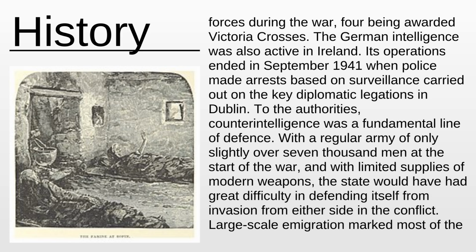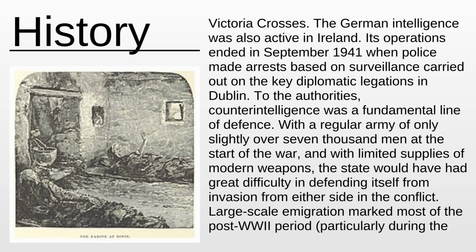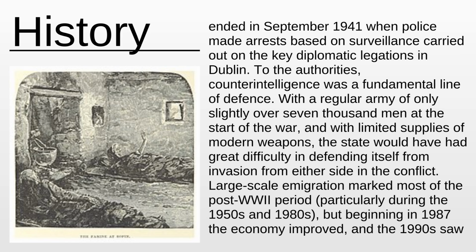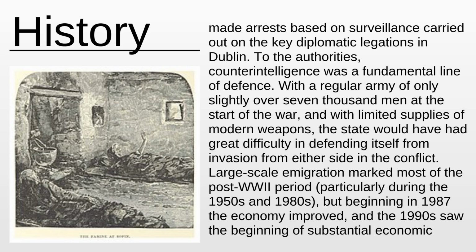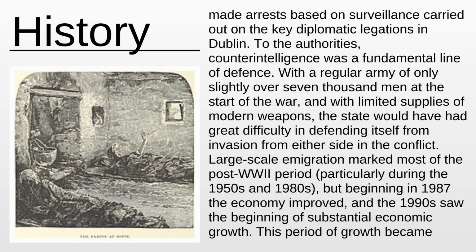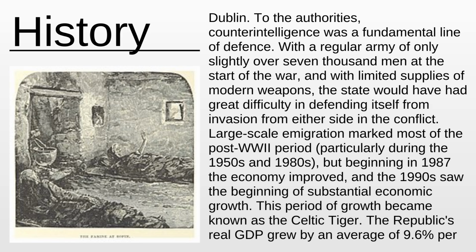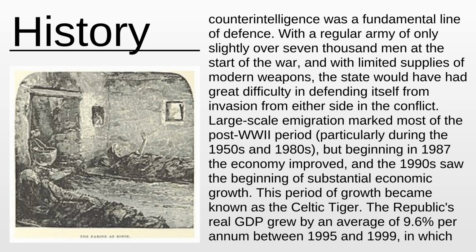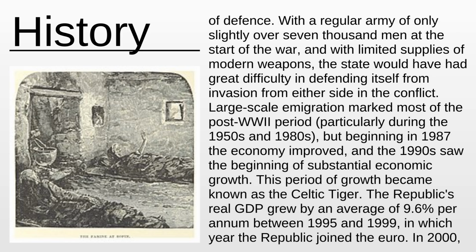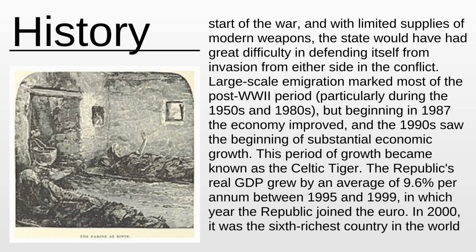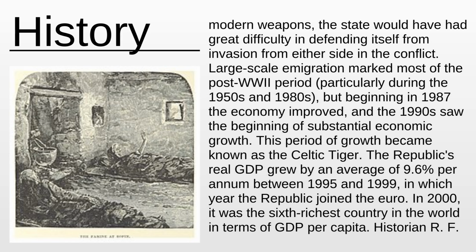The German intelligence was also active in Ireland. Its operations ended in September 1941 when police made arrests based on surveillance carried out on the key diplomatic legations in Dublin. To the authorities, counterintelligence was a fundamental line of defense. With a regular army of only slightly over 7,000 men at the start of the war, and with limited supplies of modern weapons, the state would have had great difficulty in defending itself from invasion from either side in the conflict.